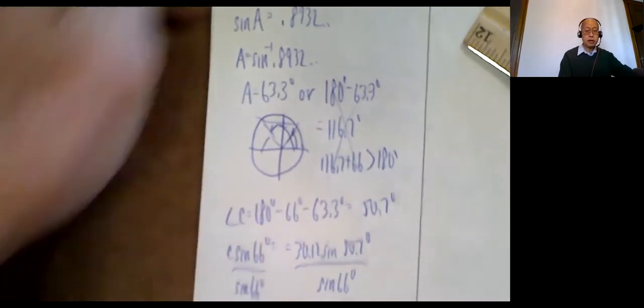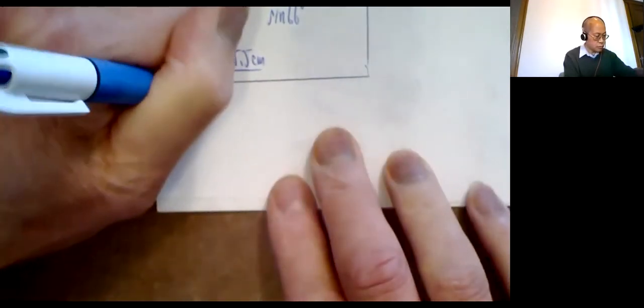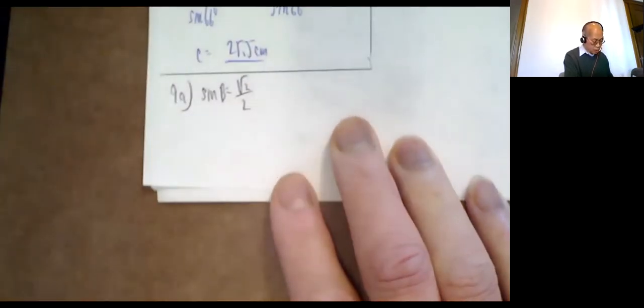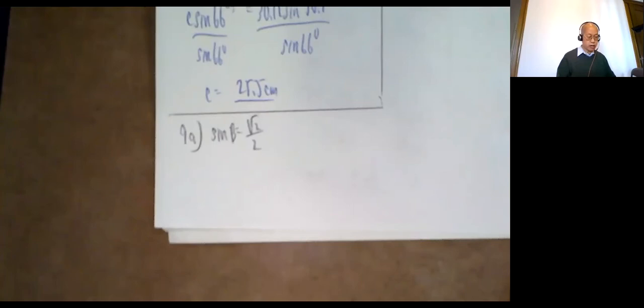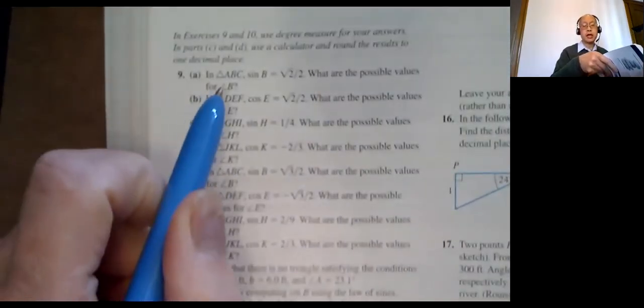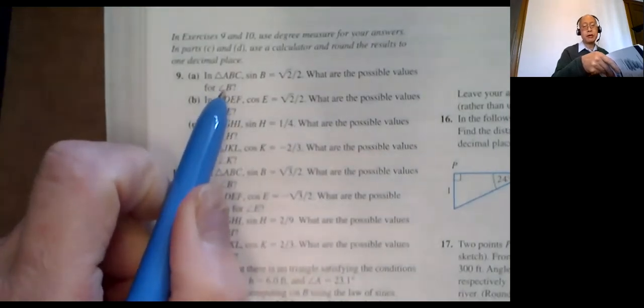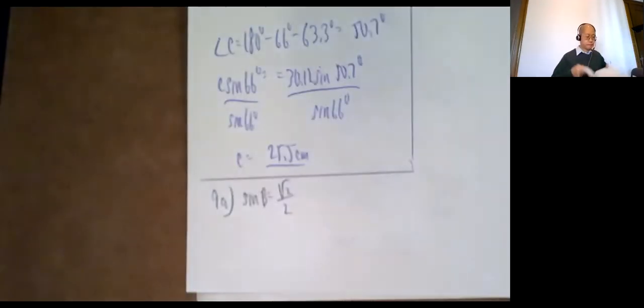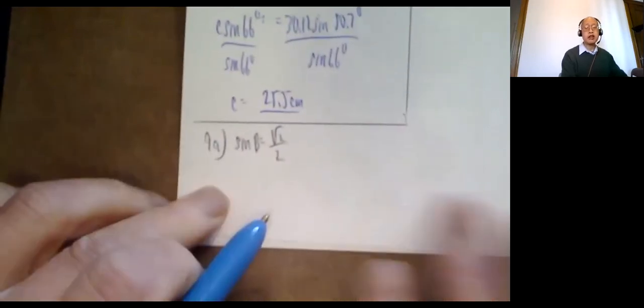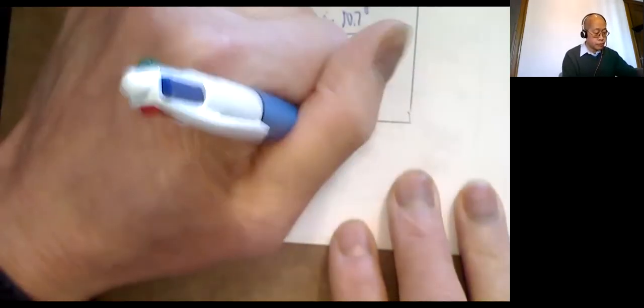So number 9, A. Sine of B is radical 2 over 2. Then it says, what are the possible values for angle B? And I'll go ahead and add, sometimes the text uses angle B. I'll do that too. But if I just put capital B it already means angle B, because little b means the side. All right, sine of B is radical 2 over 2.